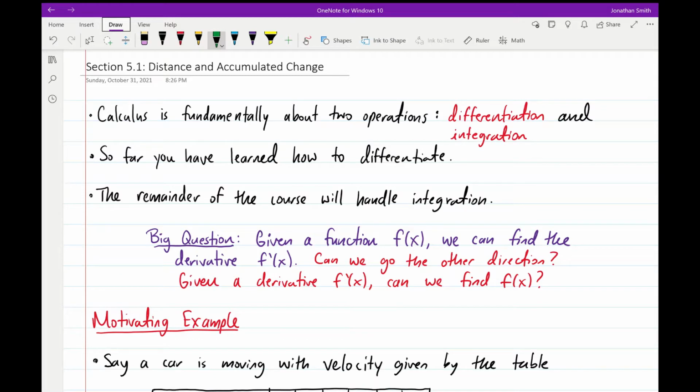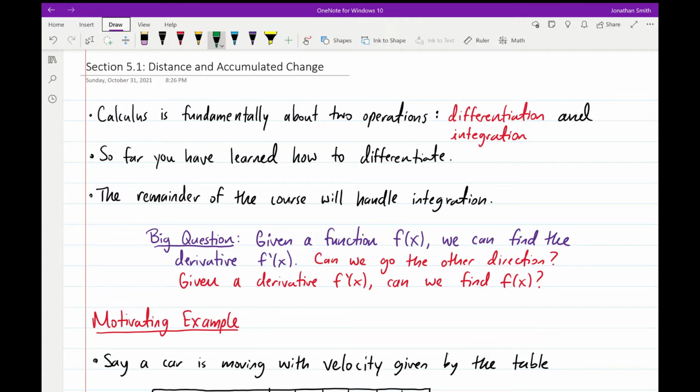So this is the beginning of chapter 5. We're starting in section 5.1, which is all about distance and accumulated change. Before we get into the topic for this video, I first want to take a second to talk about an overview of calculus.